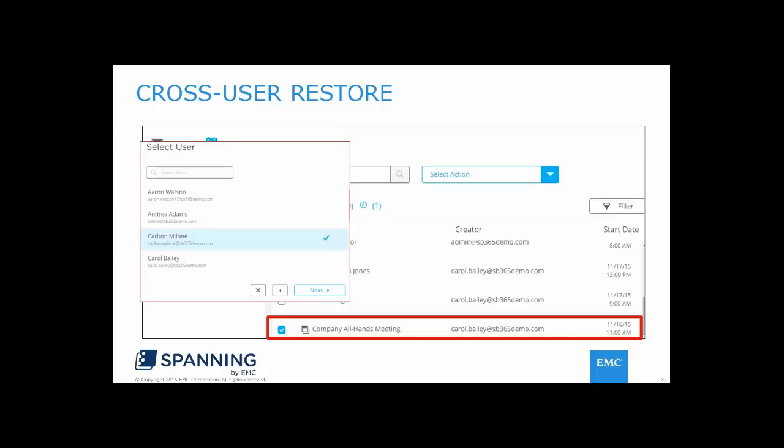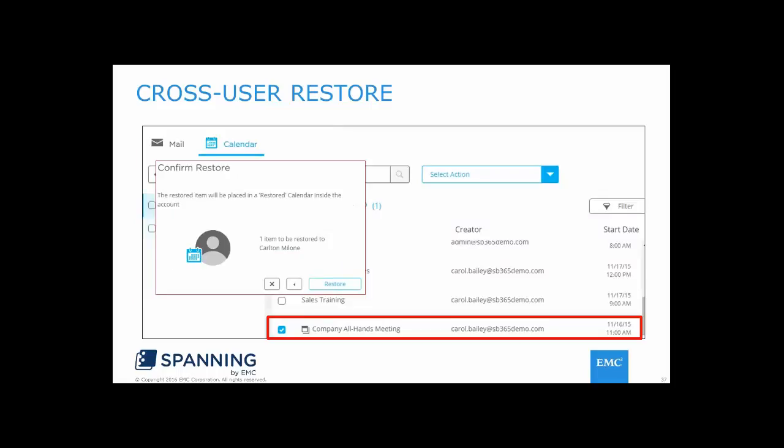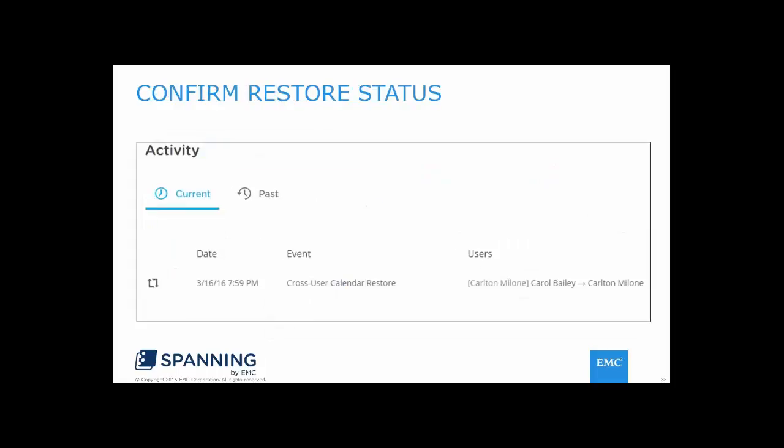So once the admin has said, yeah, let's go ahead and move this company all hands meeting invite series over to Carlton, he can take that over for now. You'll get confirmed, are you sure you want to do that? And it'll get sent over to Carlton's calendar. This is where you'll look to see that this is actually happening, confirm resource status while it's going on, and you can track it as it's going.